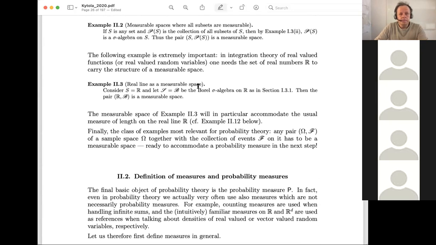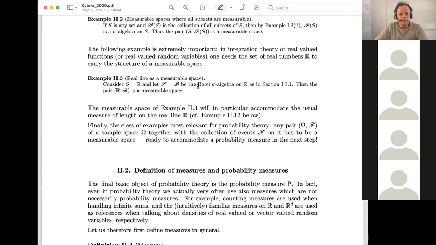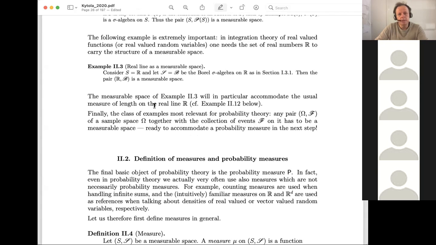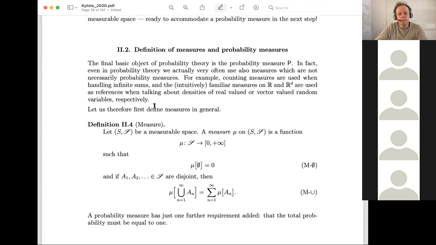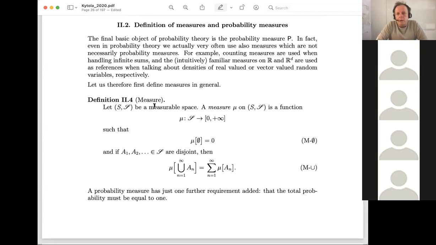Then, this was repetition from previous lectures, so we don't go there. The lectures are online, so you can play them back if you like. Then we check here in the lecture notes. Here was the definition of a measure, and let's verify that it's consistent with what we just looked at in handwriting.